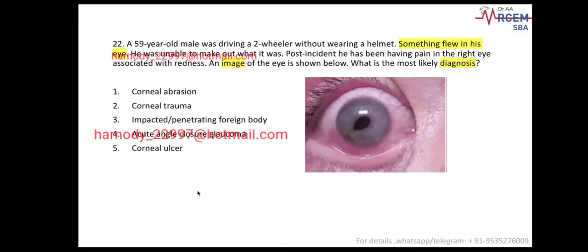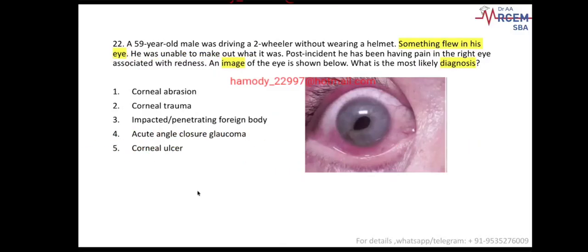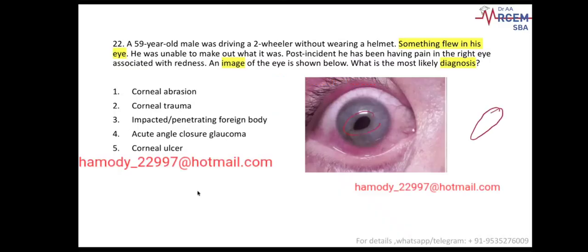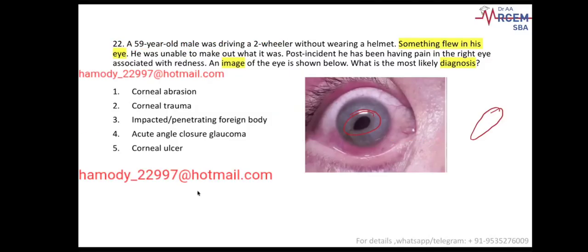Something flew in his eye. Image is given. What is the diagnosis? You see, the pupil is not round. It has become something like this. The structure is not round here. So what has happened? An impacted foreign body has gone in, resulting in an iris prolapse.